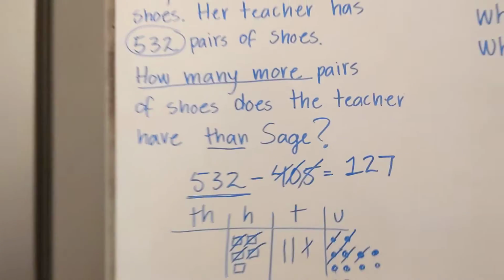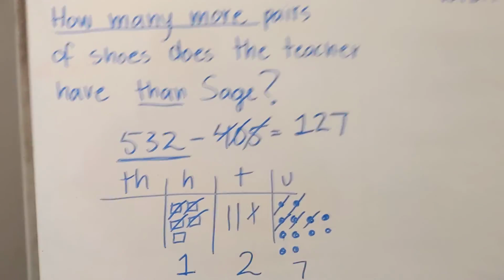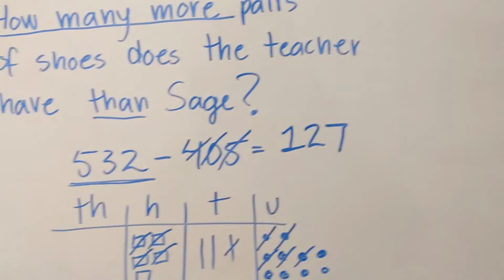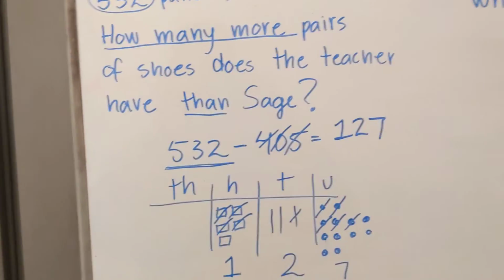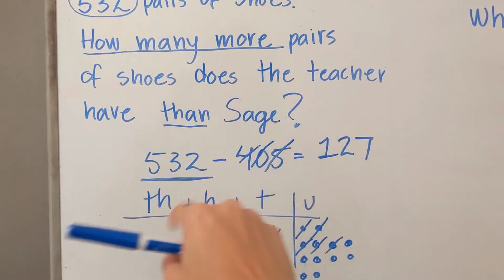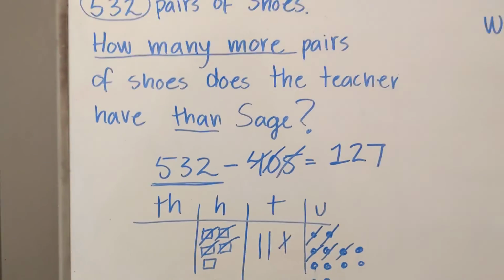There we go. So how many more pairs of shoes does the teacher have than Sage? The teacher has 127 more shoes than Sage. Or if they were asking you how many fewer shoes does Sage have than the teacher, Sage would have 127 fewer than the teacher.